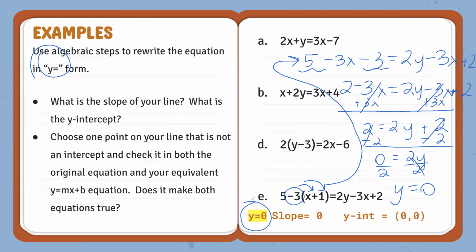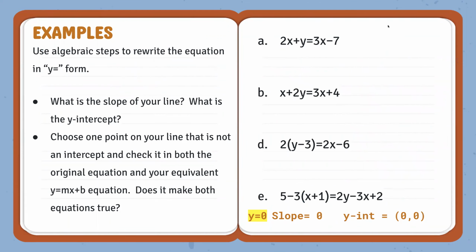The slope is 0. The y-intercept is at 0, 0. Y is equal to 0 in slope-intercept form is really y is equal to 0x plus 0. And so 0 is in our slope spot. 0 is also in our y-intercept spot. So that's why the answer is 0, 0, and 0, 0.